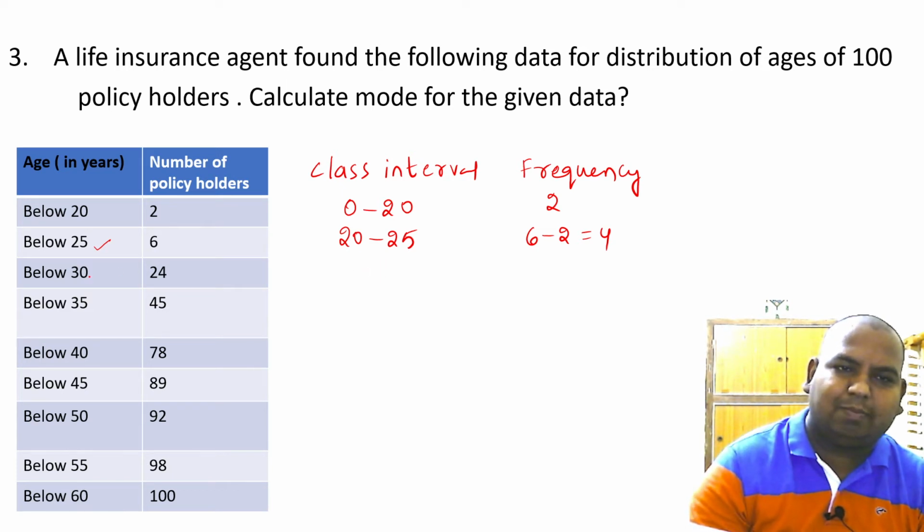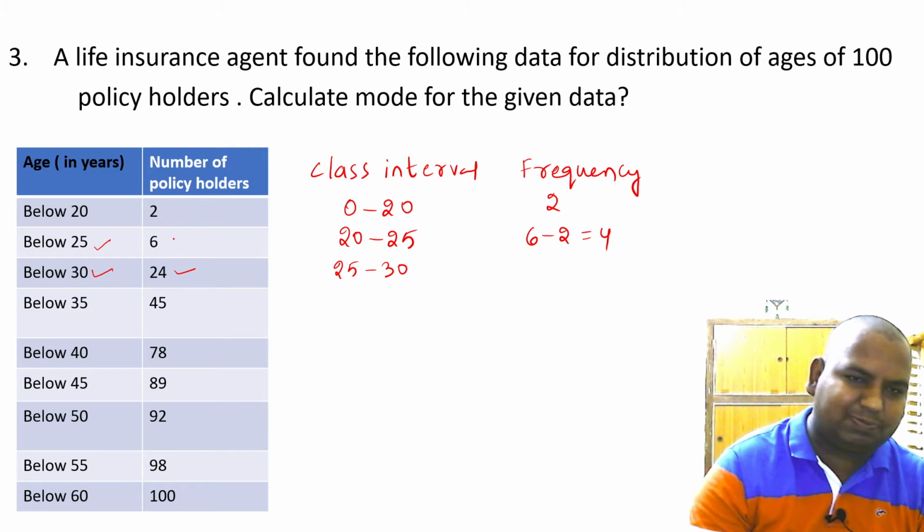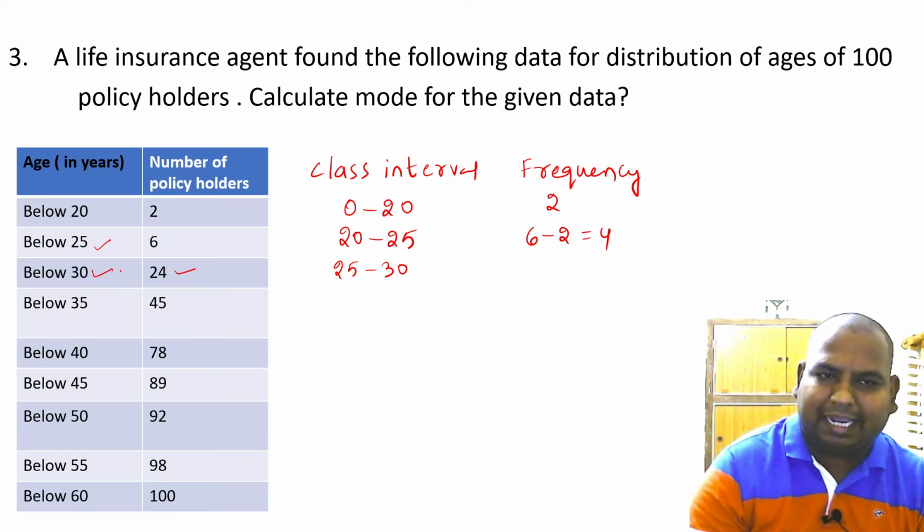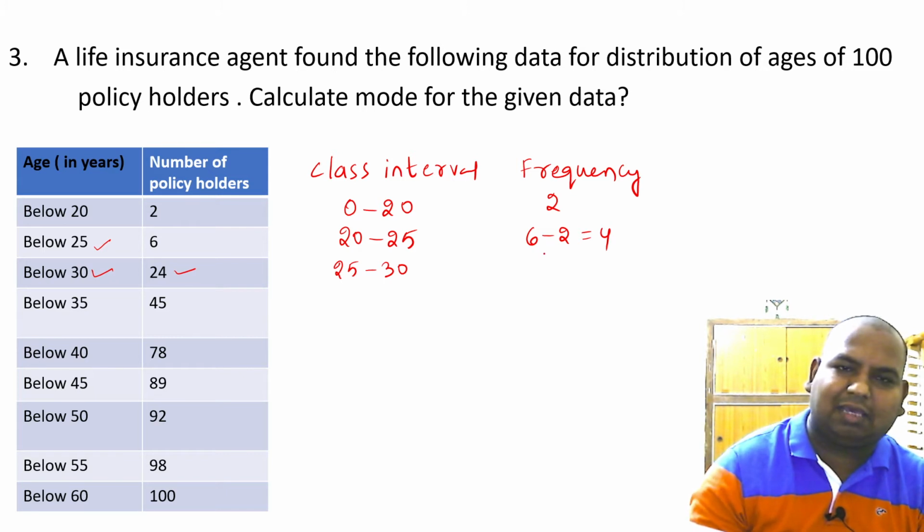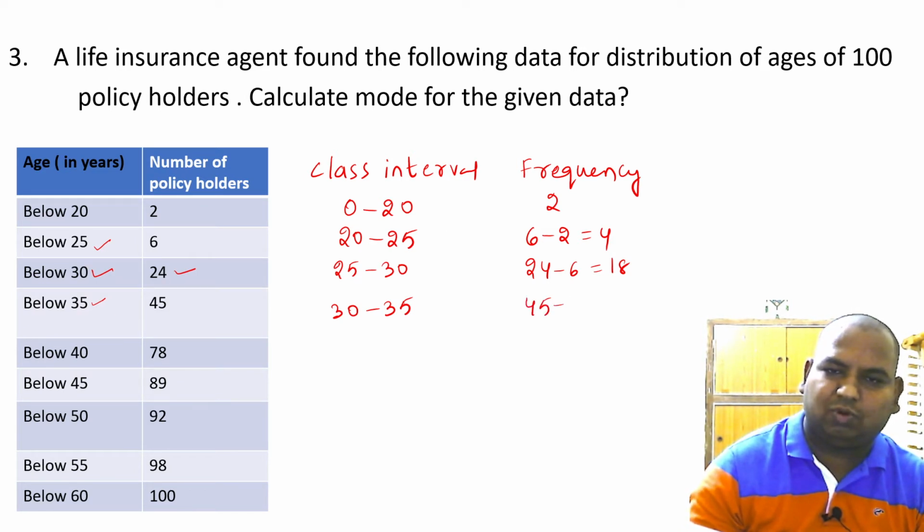Got it. Next, below 30 there are 24 people. So how many people in between 25 and 30? Below 25, 6 people. Below 30, 24 people. In between 25 and 30, we'll have 24 minus 6, that is 18. Next, 30 to 35. Below 35, there are 45 people. Below 30, there are 24 people. In between 30 and 35, 45 minus 24, which is equal to 21.